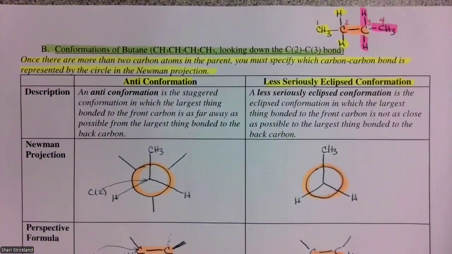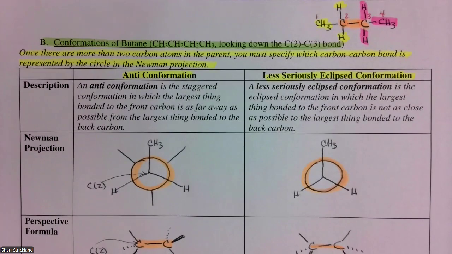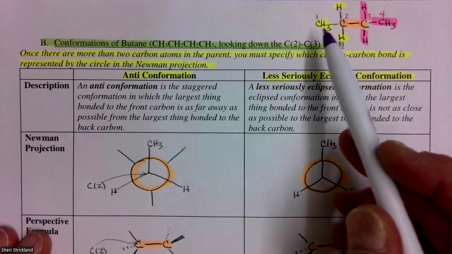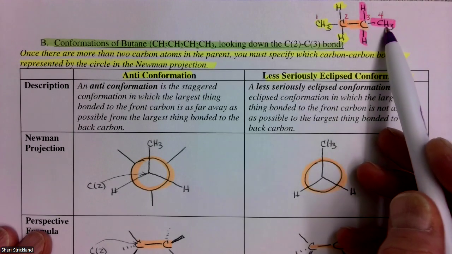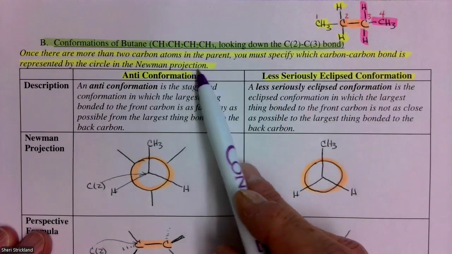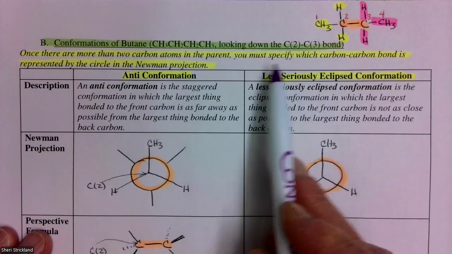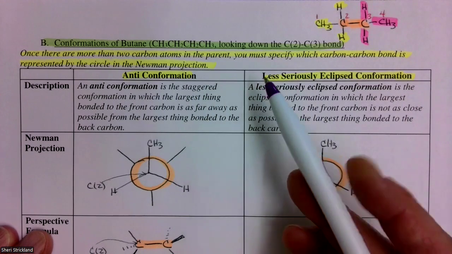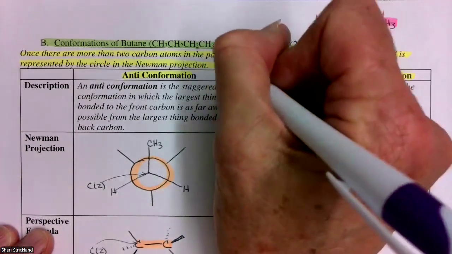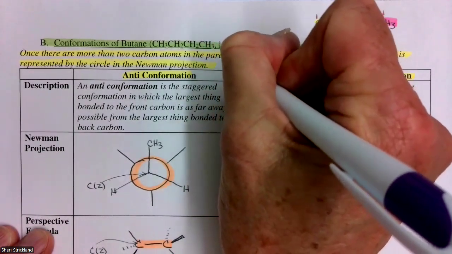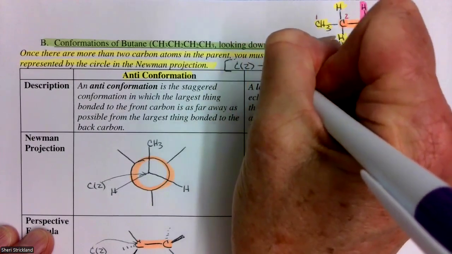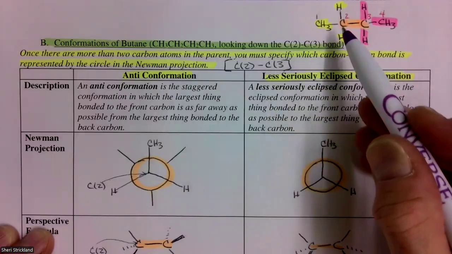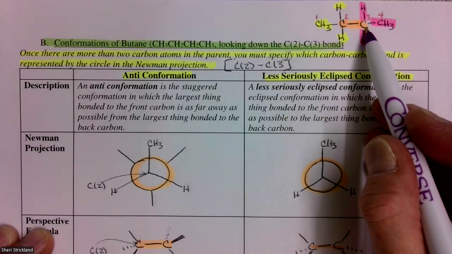So we're going to take a look at a little fancier molecule to do our acyclic conformations. We're going to move to butane. There are 4 carbons in butane. And once there are more than 2 carbons in the parent, you have to specify which carbon-carbon bond is represented by the circle in the Newman projection. So in this case, we're going to choose the C2-C3 bond. So that's the covalent bond that connects carbons 2 and 3.